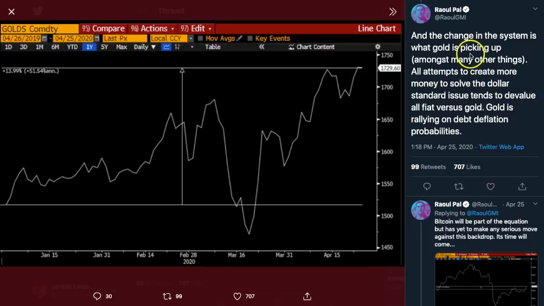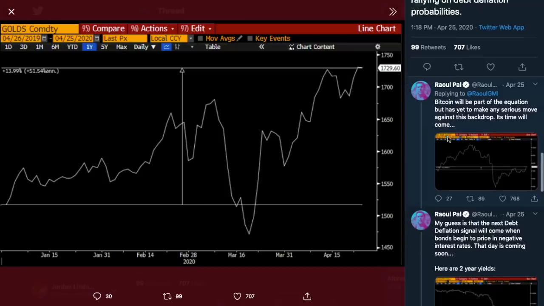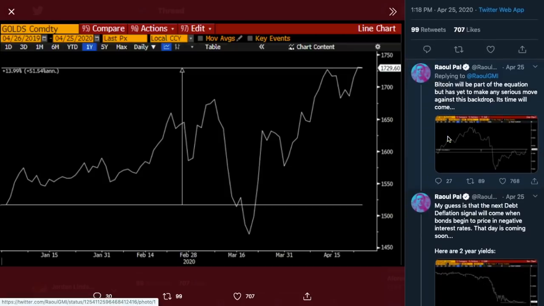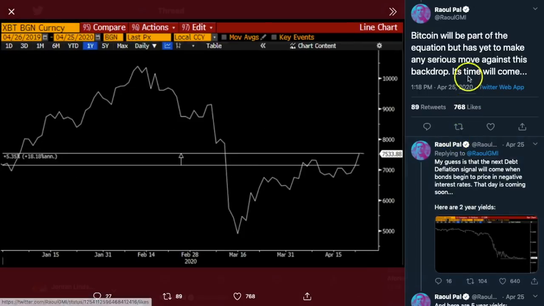Now he gets into gold over here. And the change in the system is what gold is picking up, amongst many other things. All attempts to create more money to solve the dollar standard issue tends to devalue all fiat versus gold. Gold is rallying on debt deflation probabilities, not on inflation or hyperinflation. Remember, during the Great Depression deflationary, gold was the best performing asset. Bitcoin will be part of the equation, but has yet to make any serious move against this backdrop. It is up 100% off of the March lows during the liquidity crisis. Its time will come, though.